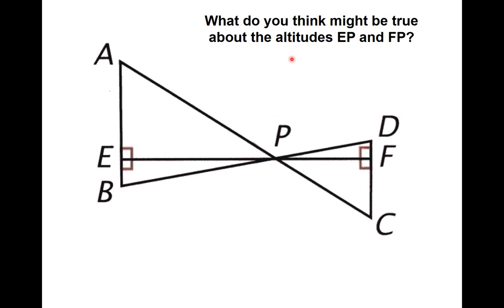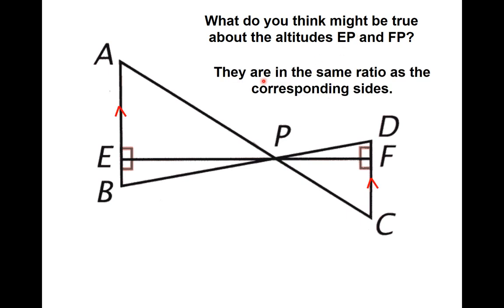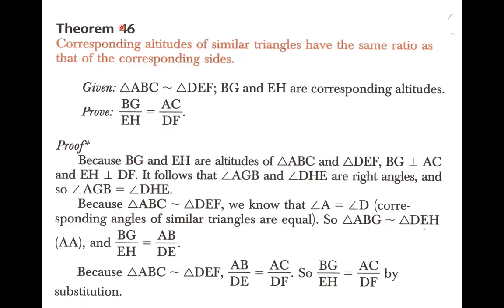So when we asked that question earlier, what do you think might be true about the altitudes of similar triangles? They're in the same ratio as the corresponding sides. So here's that in words, Theorem 46. Corresponding altitudes of similar triangles have the same ratio as that of the corresponding sides.